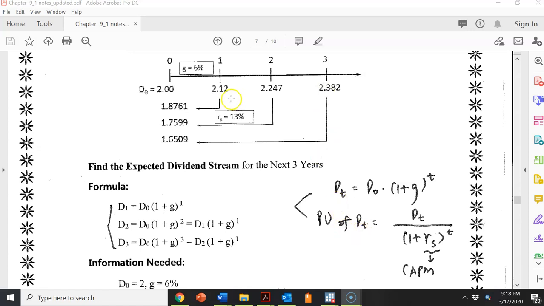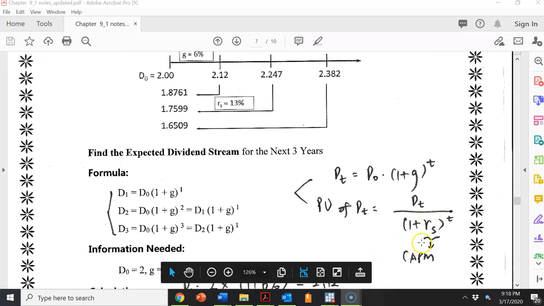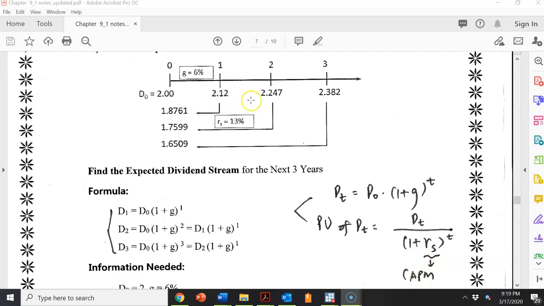so in order to get D1, D2, D3, we use D0 multiplied by 1 plus G to the power of T, according to the formula, because we know dividends grow at G. And for present value of DT, we use DT divided by 1 plus RS to the power of T. Okay, and RS is given 13%. It's the same as the RS in the CAPM. Okay, so we can just use these 3 numbers, discount by 1 plus 13% one by one.